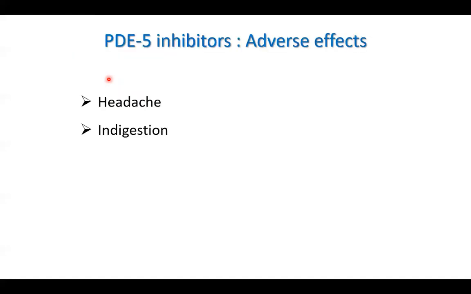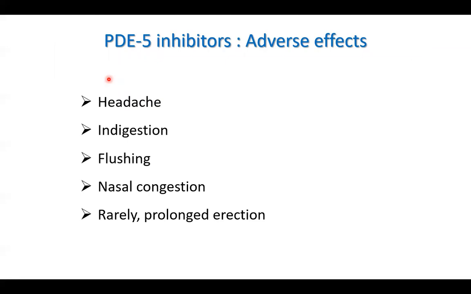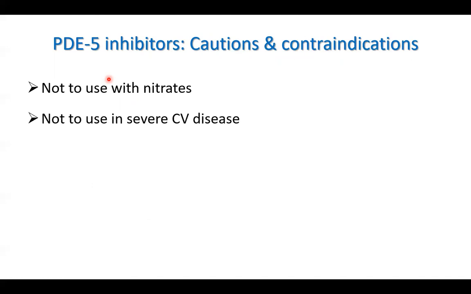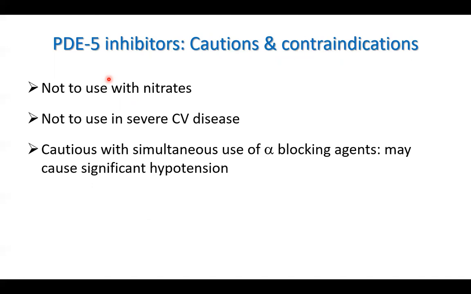Okay, so adverse effects would be headache, indigestion, flushing, nasal congestion, and prolonged erection, and there are certain contraindications and cautions, like you are not supposed to use them with nitrates. Why? Hypotension, because both of them will cause vasodilation and can lead to hypotension. And you should not use them in patients who have cardiovascular diseases. You have to be cautious if you're using them with alpha blocking agents, because alpha blocking agents also lead to hypotension. Okay.